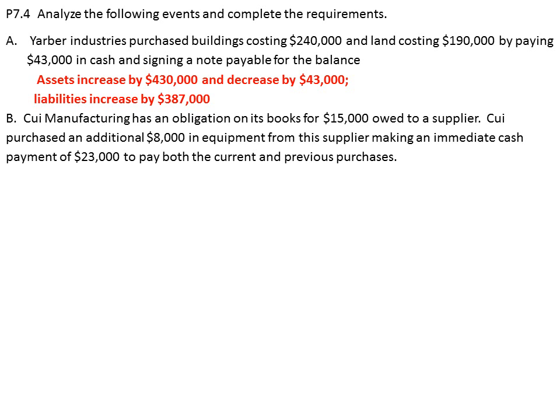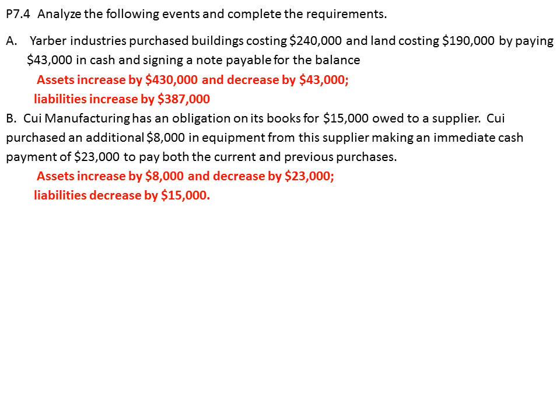Kui Manufacturing has an obligation on its books for $15,000 owed to a supplier. Kui purchased an additional $8,000 in equipment from the supplier, making an immediate cash payment of $23,000 to pay both the current and previous purchases. So what's going to happen here? Well, our assets will increase by $8,000 and decrease by $23,000. We purchased an additional $8,000 in equipment, and then paid $23,000 to pay for the previous purchases. So we bought an asset and we paid off an old liability, and our liabilities decreased by $15,000.